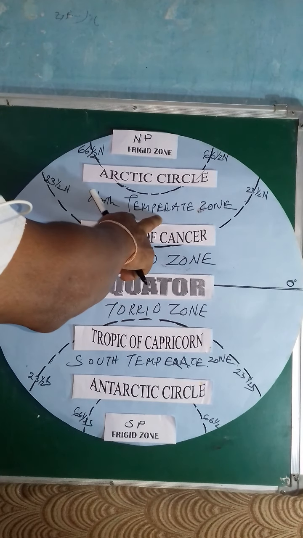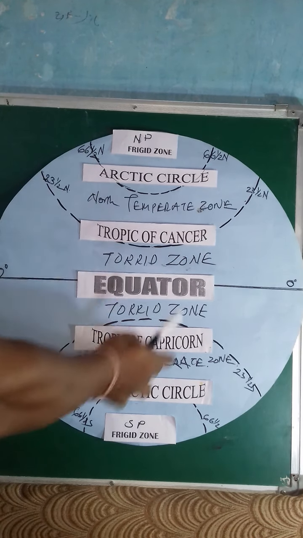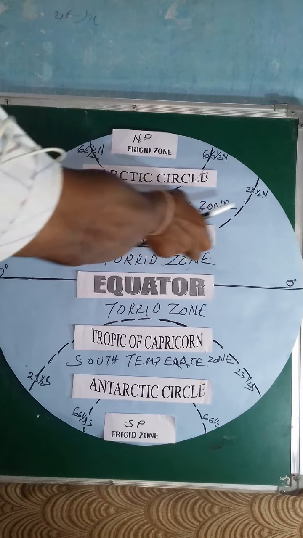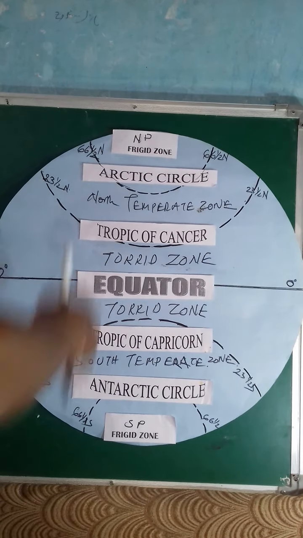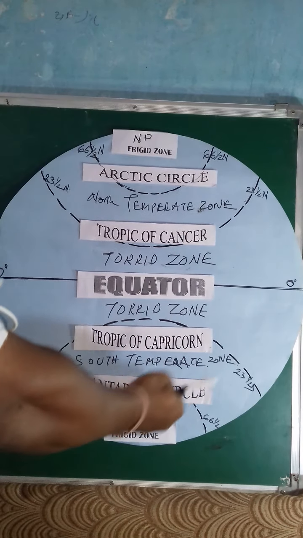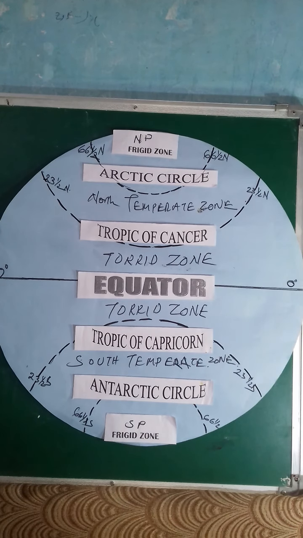This is temperate zone. A moderate temperature is here and here. So this is called the temperate zone. Then the Arctic Circle, which is very cold. From Arctic Circle onwards, it is too cold, and from Antarctic Circle to down, it is too cold. That's why these zones are known as frigid zone.